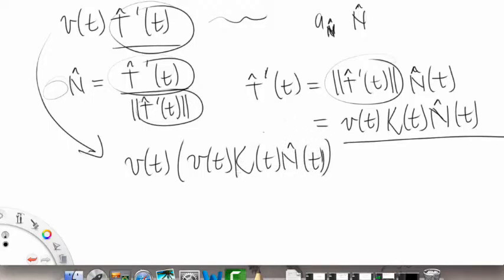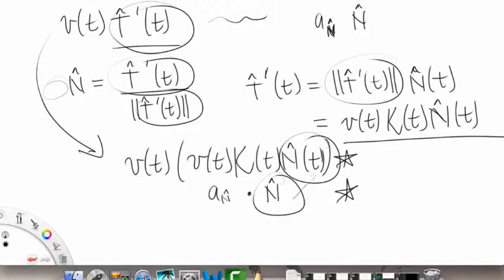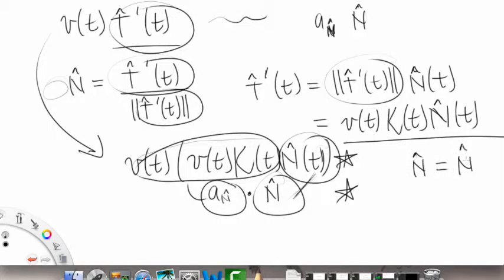t. Okay, so if we're comparing this with a sub n hat times n hat, multiplied together, we want this to be similar to this, so we can pull out this normal vector. The unit normals are the same, so whatever is left over must compose the coefficient for the unit normal, okay? So that means our unit normal is exactly the same, and our coefficient is now v of t squared times curvature of t.